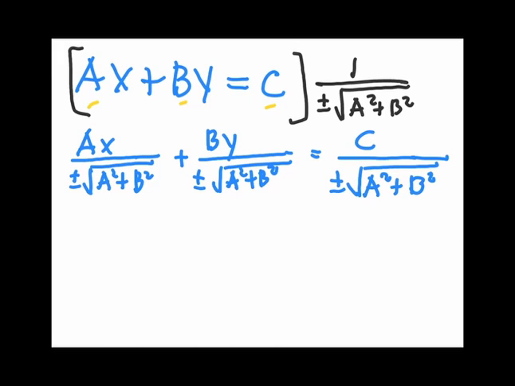Note that this radical should adopt the algebraic sign of b in the given equation. Okay? That is, if b is positive, then this radical must also be positive. If b is negative, then this radical must also be negative.